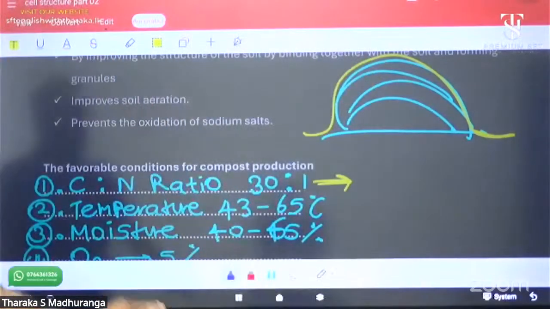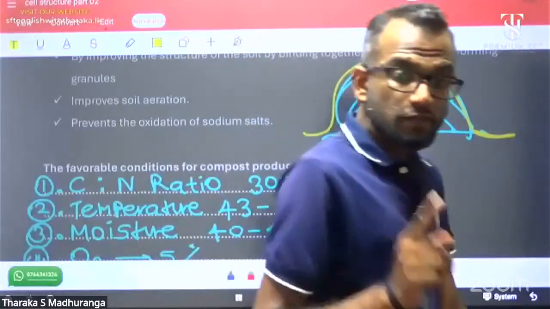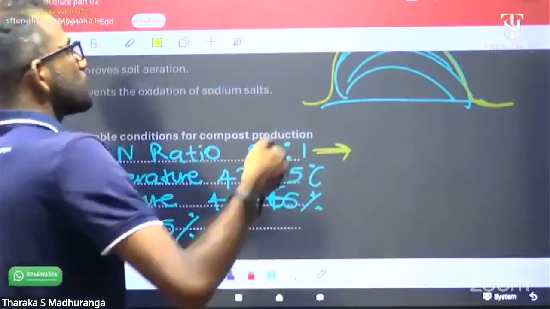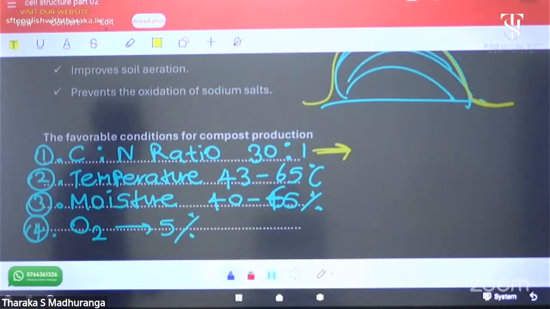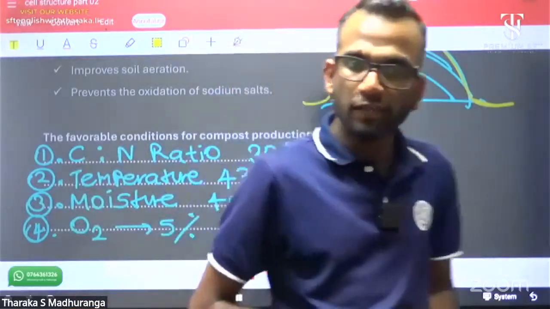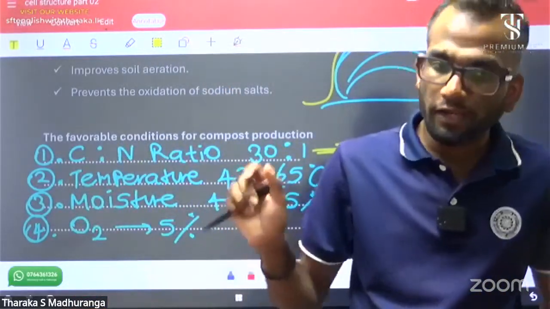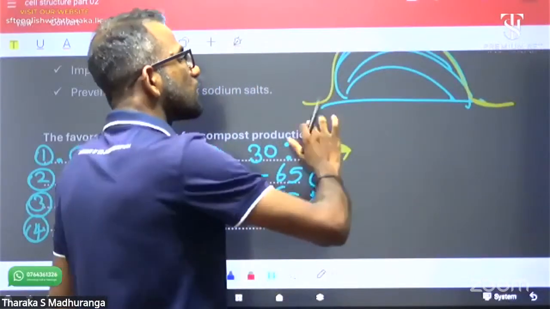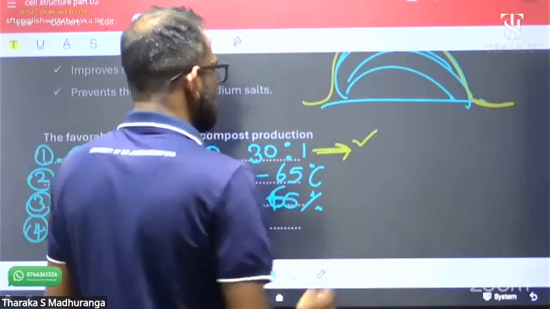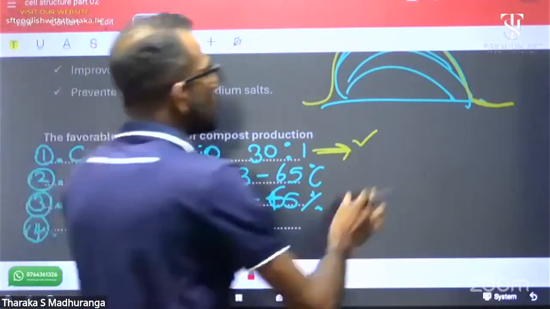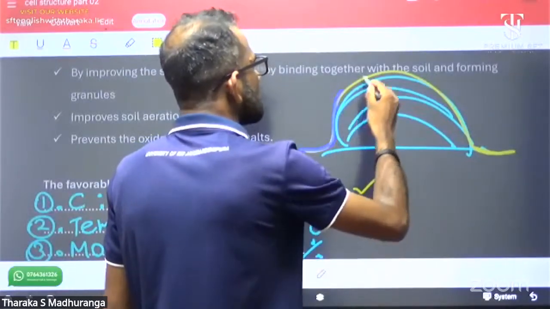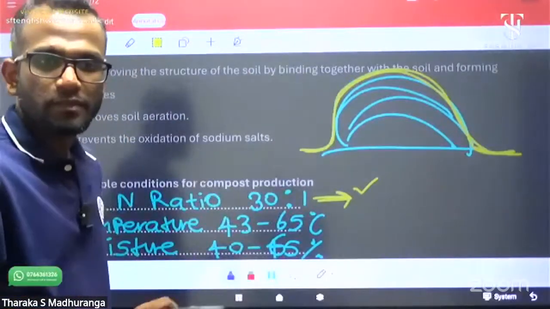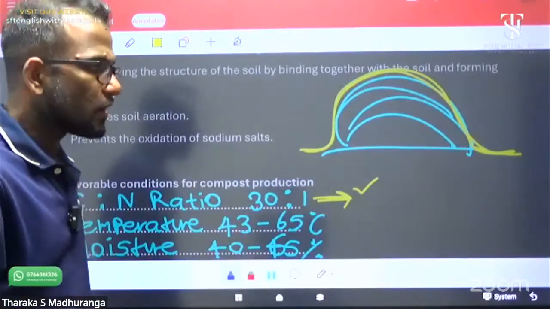I told you these are the main favorable conditions. The first thing, we have to select raw materials in a carbon nitrogen ratio of 30:1. That means 30 kilograms of straw and dry leaves to a minimum of 1 kilogram of nitrogen material, such as cow dung or Gliricidia leaves. Then the ratio is done. Then we can cover this mixture using black polythene and completely seal it. Completely seal.